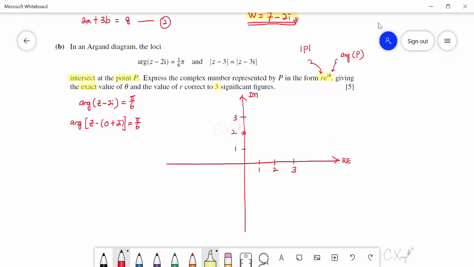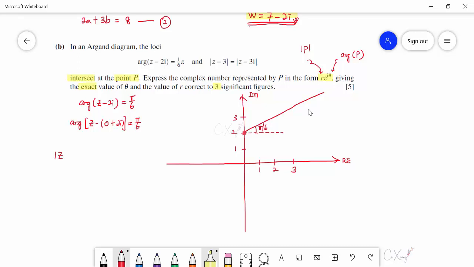Okay, and then when you want to sketch the argument pi over 6, you imagine that you have a horizontal line on the right hand side of the point. Okay, and it is pi over 6. So pi over 6 means 30 degrees, which is quite low. So maybe this is my line. Then you just label this as pi over 6. Okay, so this is my first locus, this line. Then now we continue with the second locus.